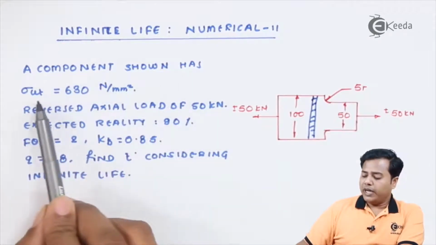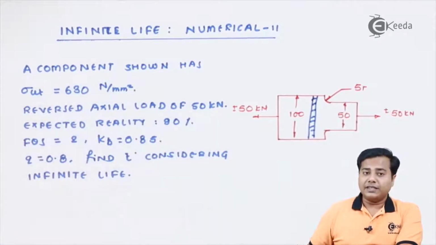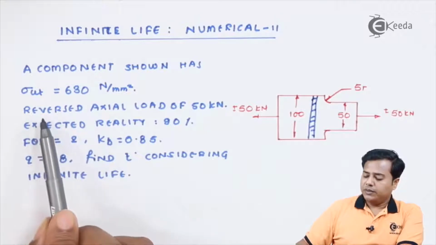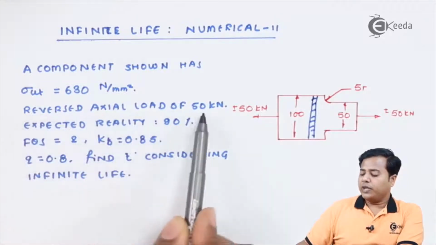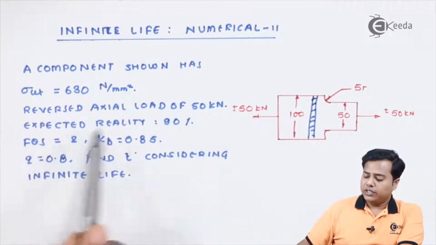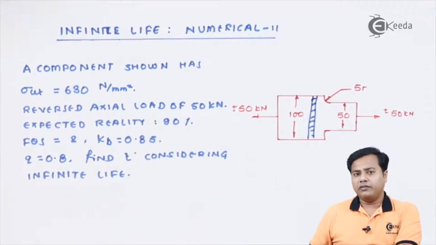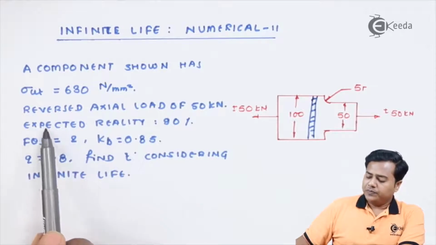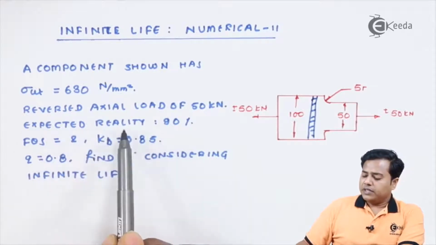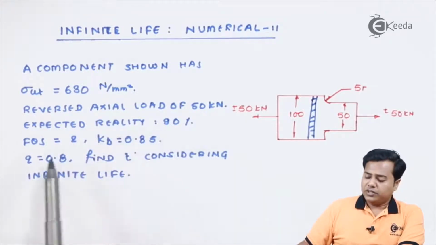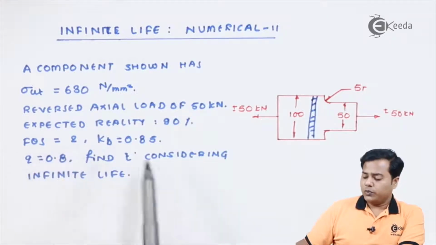The component shown has the ultimate tensile strength of 630 Newton per millimeter square. There is a reverse axial load acting of 50 kN on it. Since it's a reverse load, there are two possibilities, either the finite or infinite case we have to consider. The expected reliability is 90%. Factor of safety given is 2.